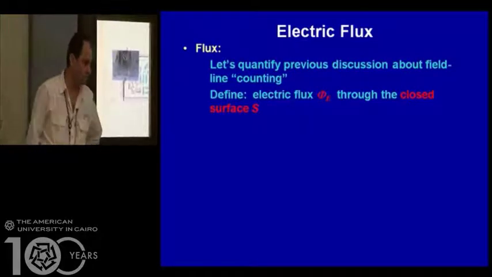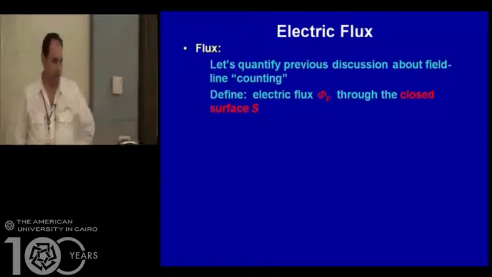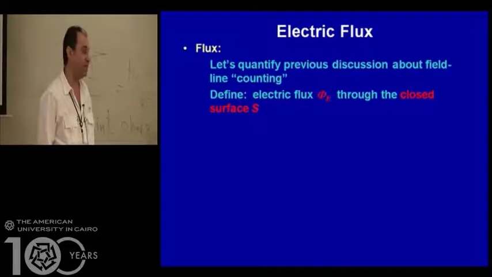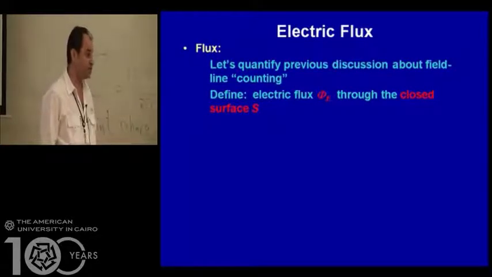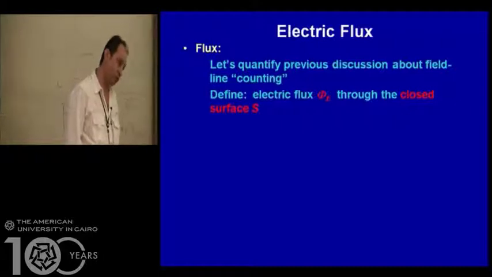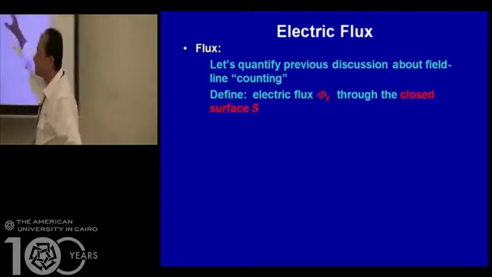I thought field lines were imaginary. They are imaginary, but still, this is the meaning. You measure the strength, number of field lines means the strength of the electric field. So it's a measure of the strength of the electric field within a closed surface. So this is the meaning of flux.